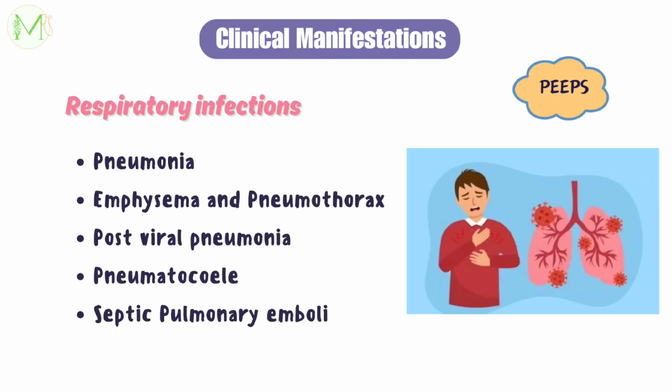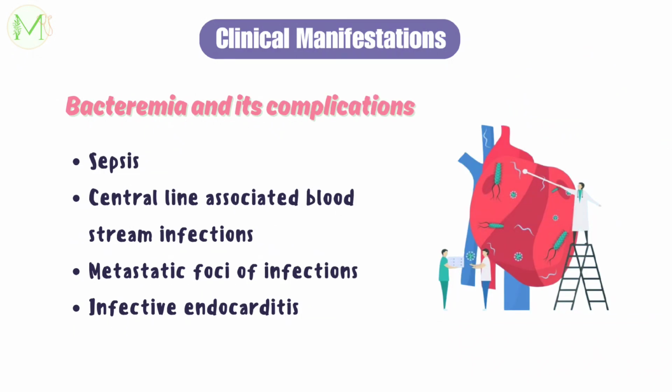Then we'll move on to the respiratory tract infections. The mnemonic for respiratory tract infection is PEEPS, P-E-E-P-S, which is pneumonia, emphysema and pneumothorax, post-viral pneumonia, pneumatocele, and septic pulmonary emboli. Next, we have bacteremia and its complications.